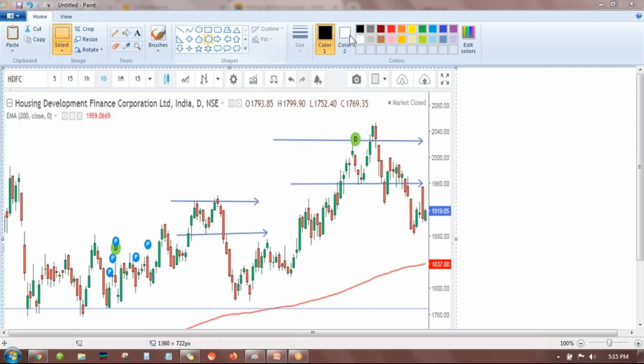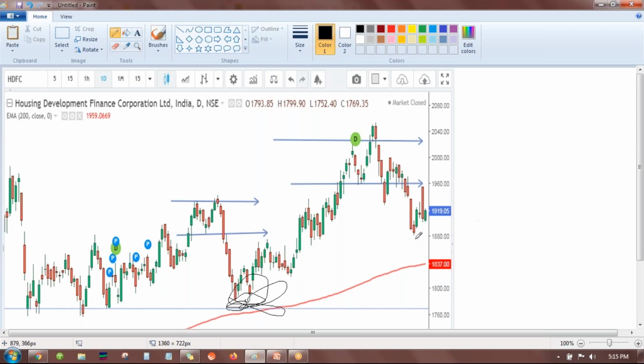here, people start buying when the price is near the exponential moving average. For example, here people will start buying, here people will start buying, not when the price is far away, like here, like here. Okay, are you guys clear with it?